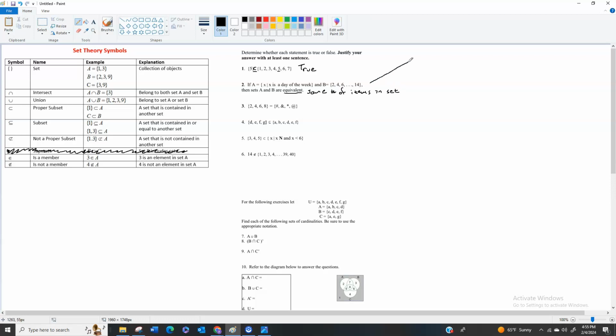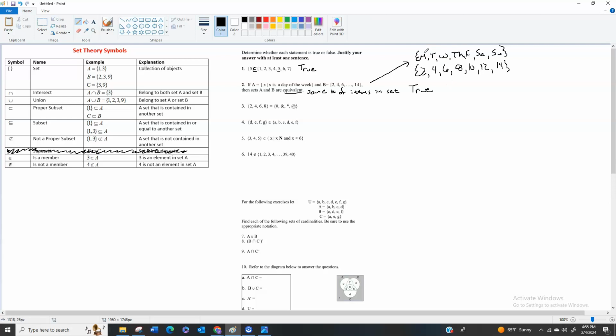So in this case, if we pull these out, days of the week would be Monday, Tuesday, Wednesday, Thursday, Friday, Saturday, Sunday. And then 2, 4, 6 to 14, we write them right underneath each other: 2, 4, 6, 8, 10, 12, 14. We can see these two sets both have 7 in them. So we could match 1 to 1. We'll let Monday be 2, Tuesday be 4, Wednesday be 6. All of them would have a partner. So are they equivalent? Yes, they are equivalent.